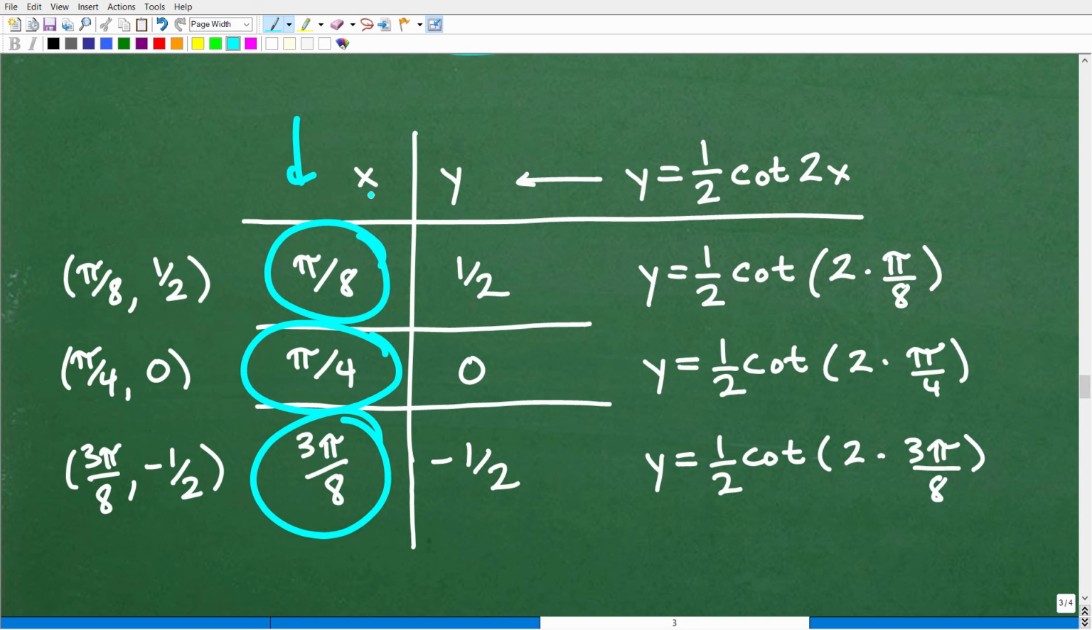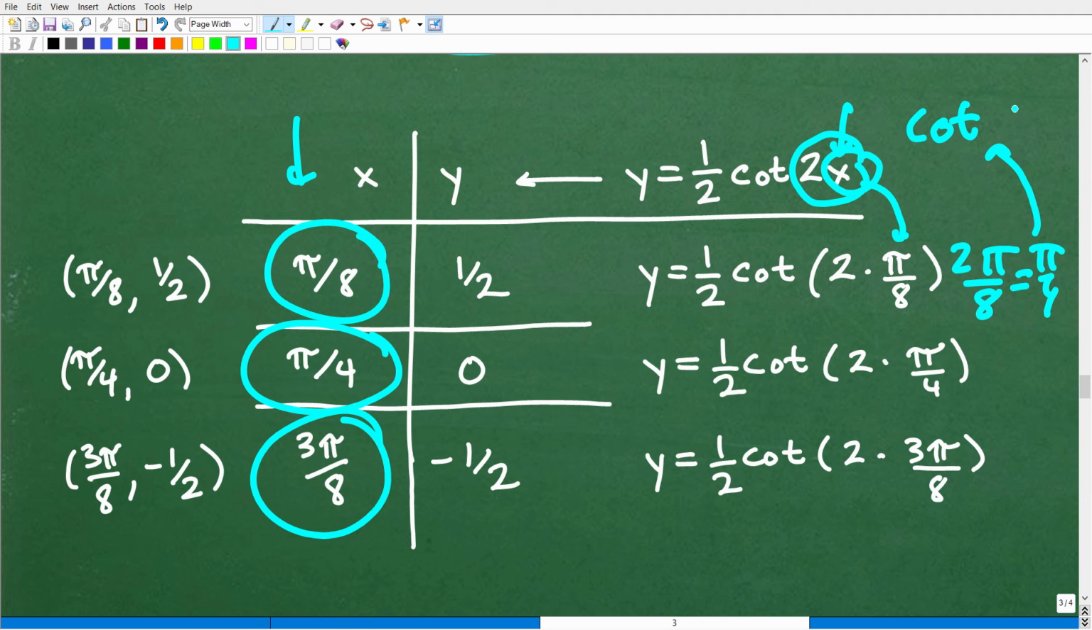So when x is, for example, pi over 8, what do we do for that? Well, here is x. This is y is equal to 1/2 cotangent 2x. So I'm going to replace this x with pi over 8. So this is going to be 2 pi over 8. Now we need to know what the cotangent of 2 pi over 8 is, and that's going to be the cotangent of pi over 4.